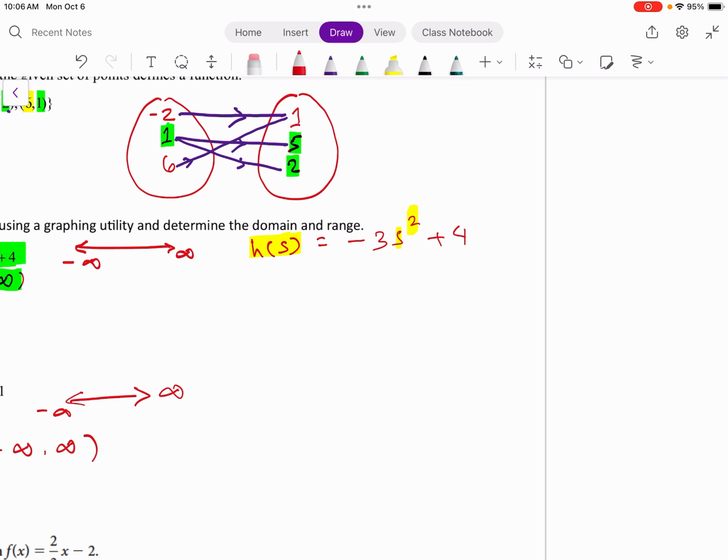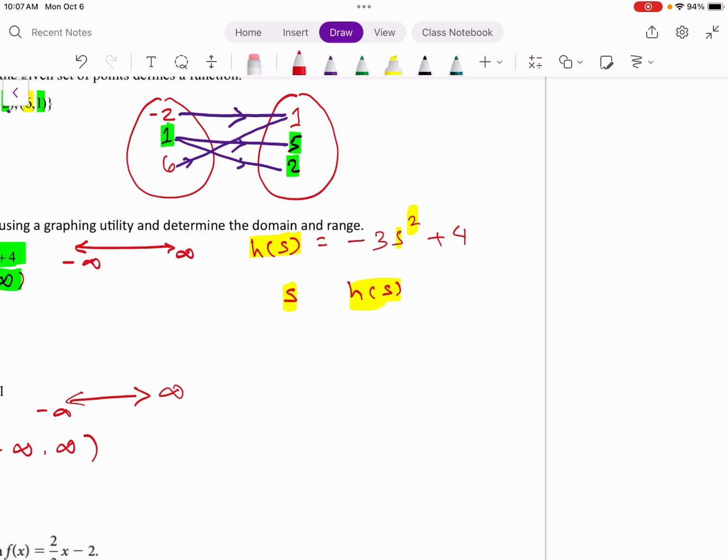So we have an input s, that is our input, and our output is h of s. In general, our input is x, okay? So this is your x coordinate, this is your y coordinate. Do not get confused. Input is x, output is y, okay? So they have picked s to represent input and h of s to represent output.